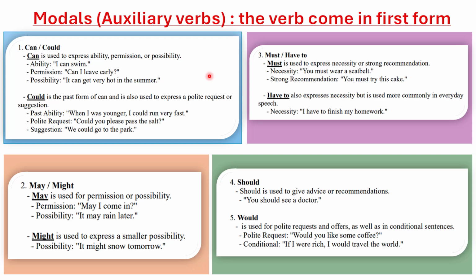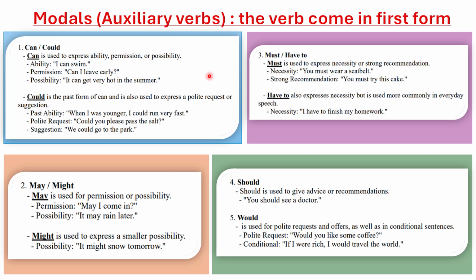Could is the same thing, exactly like can, but in the past form, and sometimes to express a polite request or suggestion. For example, in the past, ability is like can, but in the past. For example, when I was younger, I could run very fast. So here, instead of I can run very fast now, in the present, in the past I could run very fast. Maybe now I cannot run very fast, but before, in the past, I could run very fast.